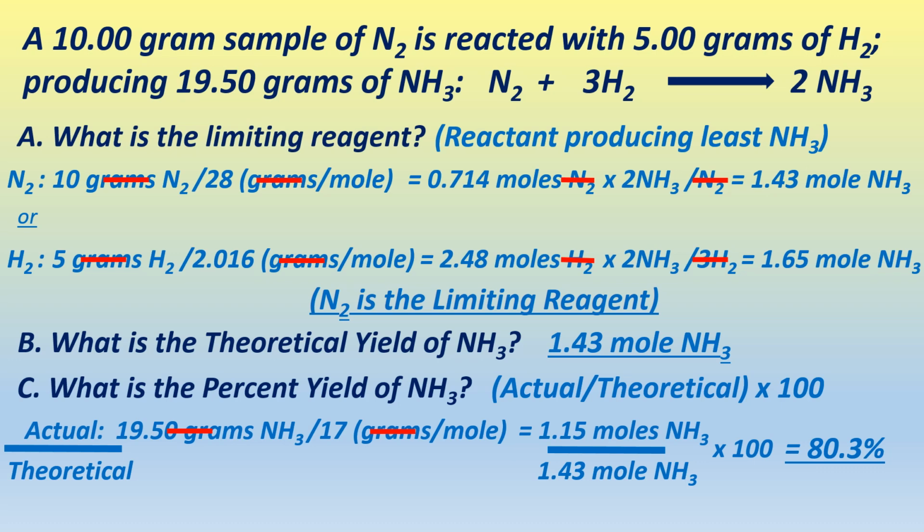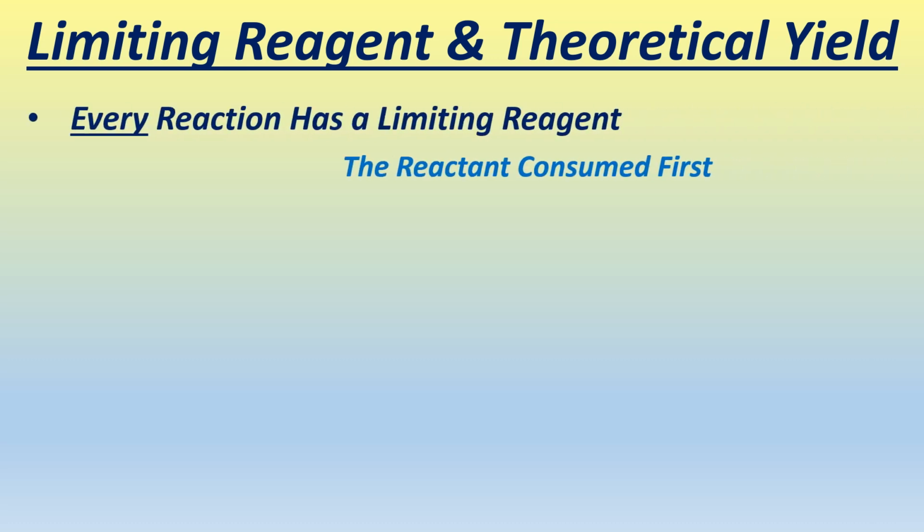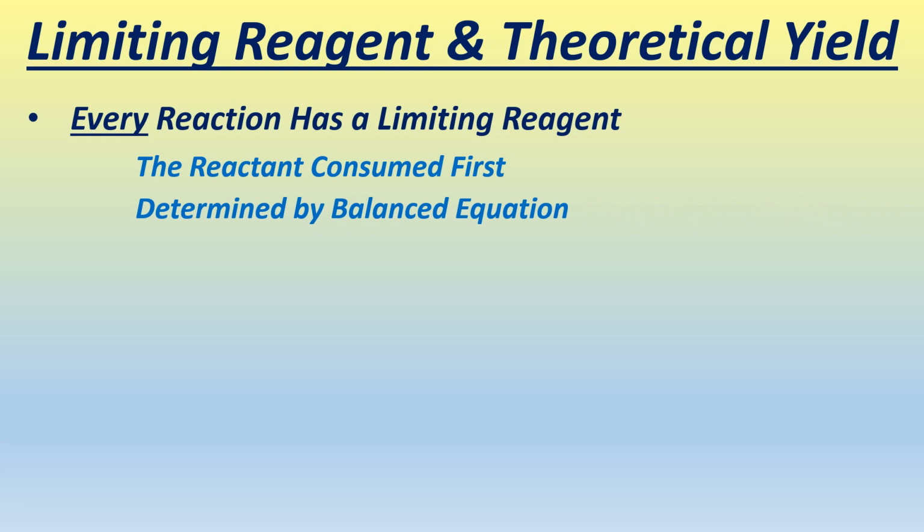So essentially, once I have any given reaction, every single reaction is going to have a limiting reagent. As long as you have 2 reactants, one of them is going to be consumed before the other. Once I know what that limiting reagent is by the balanced equation, I can figure out what the theoretical yield is.